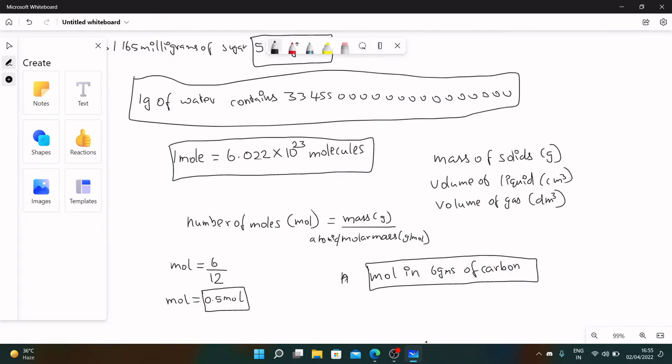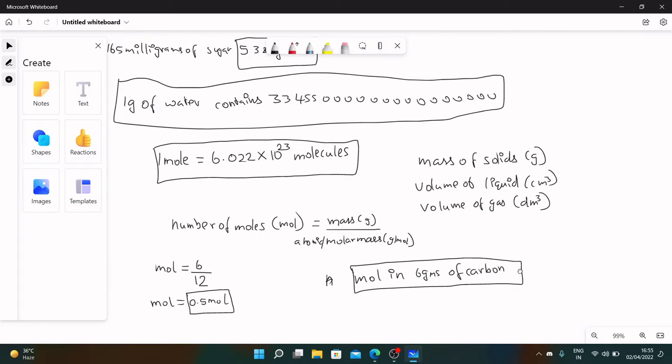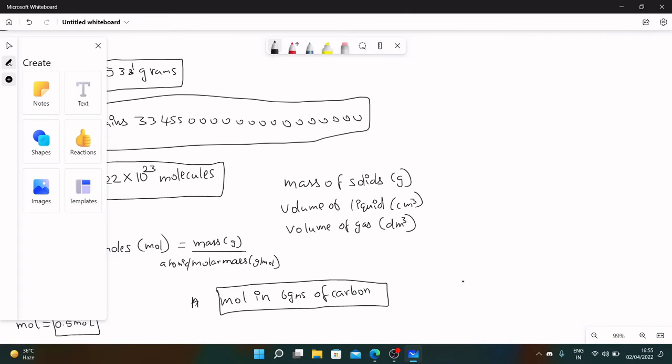Now let's take another question. Calculate the number of moles in 100 grams of NaCl. So over here we want moles in 100 grams of NaCl. Over here we're looking at a compound. We're not looking at a single element anymore. Our formula: mole equals mass divided by molar mass.